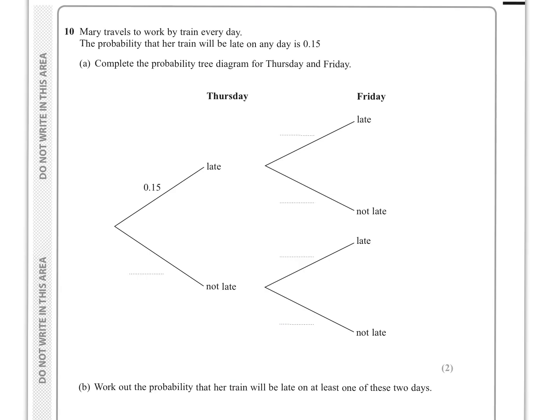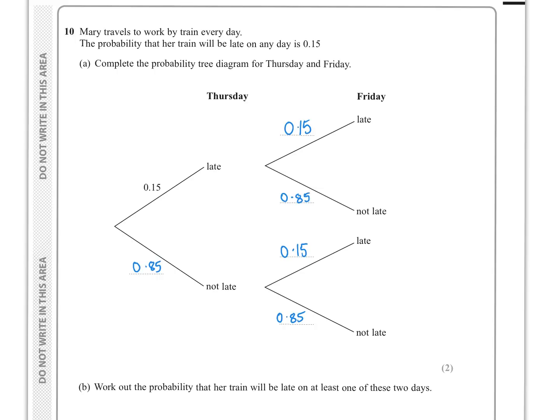Question 10. Mary travels to work by train every day. The probability that her train will be late on any day is 0.15. So we can fill those in. And we've got to complete the probability tree diagram for Thursday and Friday. So these must add up to 1. So these will be 0.85. You can do 1 minus 0.15 on your calculator to get that. And the last one here.